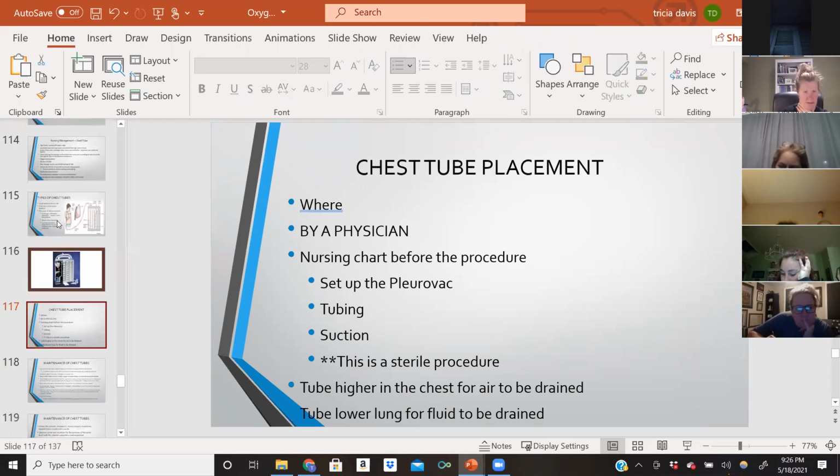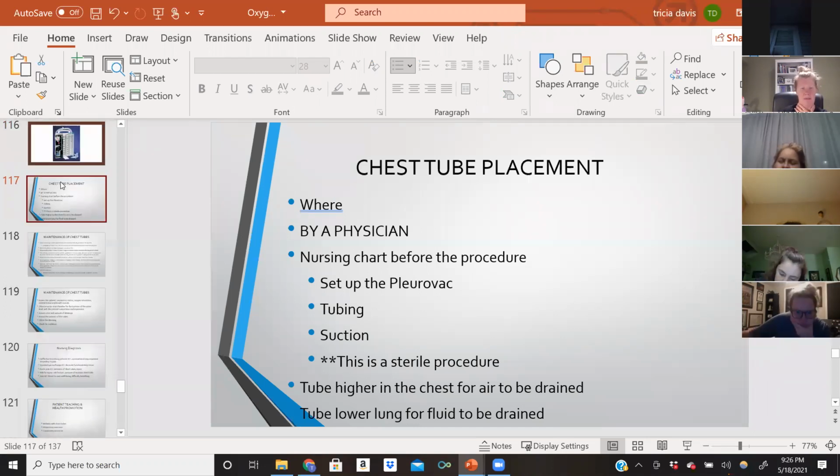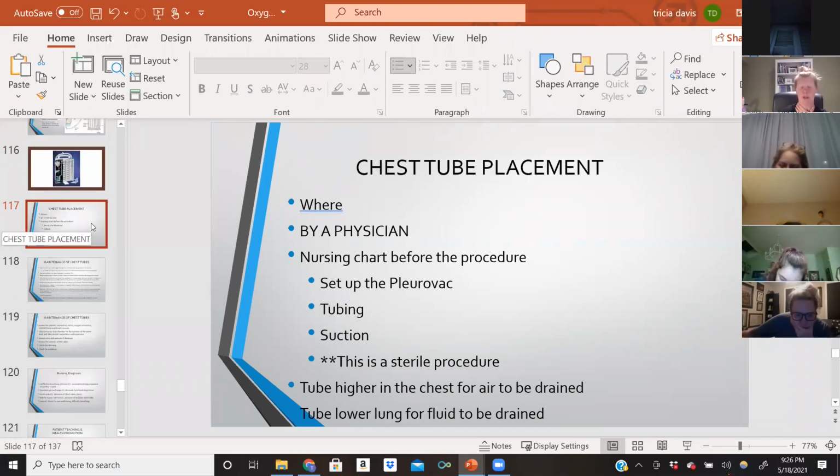Did you say it is or is not a sterile procedure? It is. Did I say is not? I think so. Sorry, I've been talking too long. It is a sterile procedure. Yes, we're going right into the lungs. I apologize if I said it is not. It is a sterile procedure.